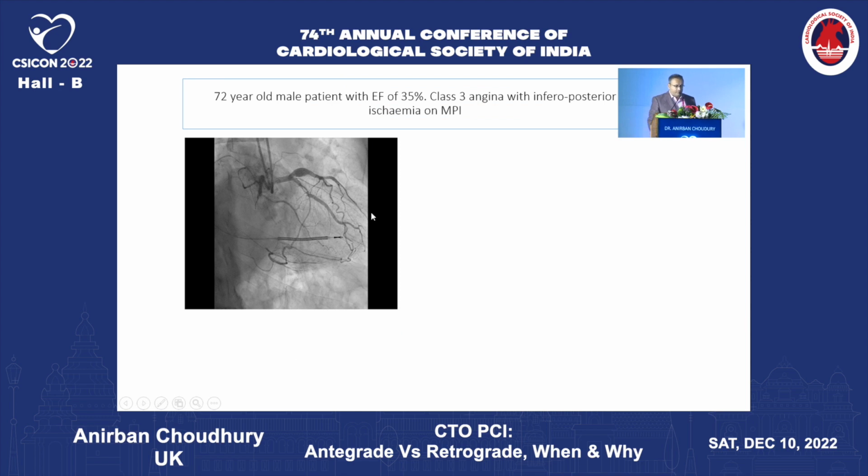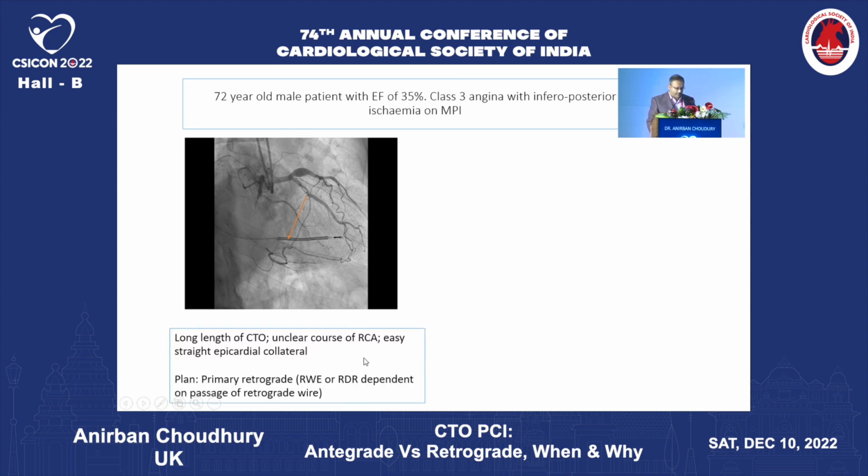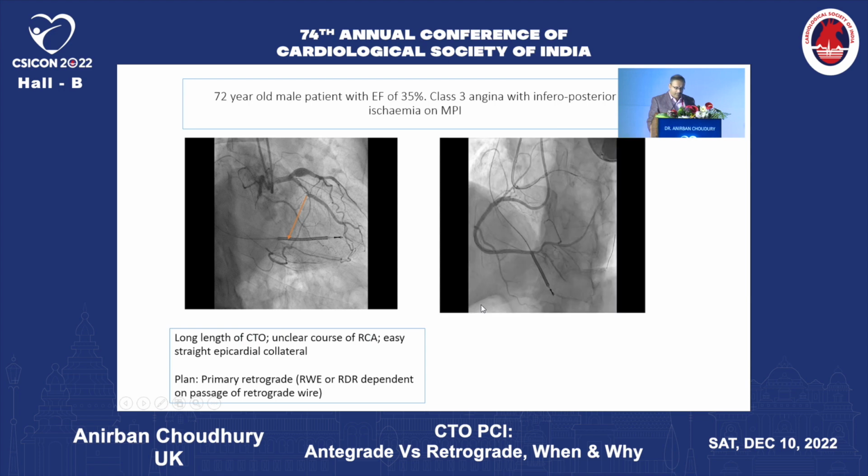This patient, for example, had significant LV dysfunction, again a long length of CTO, but a straight usable epicardial collateral. You very rarely get as straight as that from the circumflex. So because of these factors, the plan was to go primary antegrade, primary retrograde, and let the wire run. If the wire runs smoothly, then retrograde wire escalation. If it has problems, you do an RGR. So in fact, the whole procedure was done with the straight wire technique, largely retrograde.